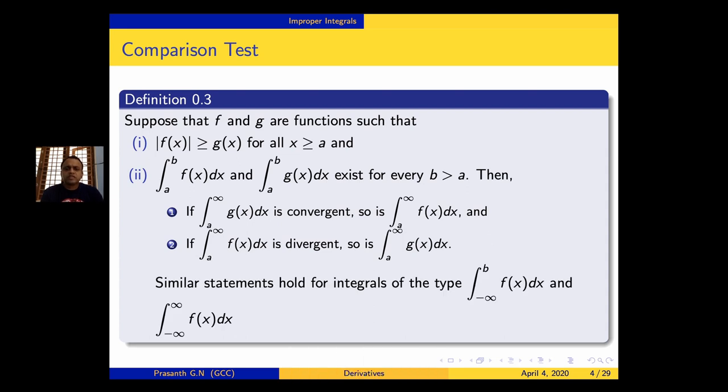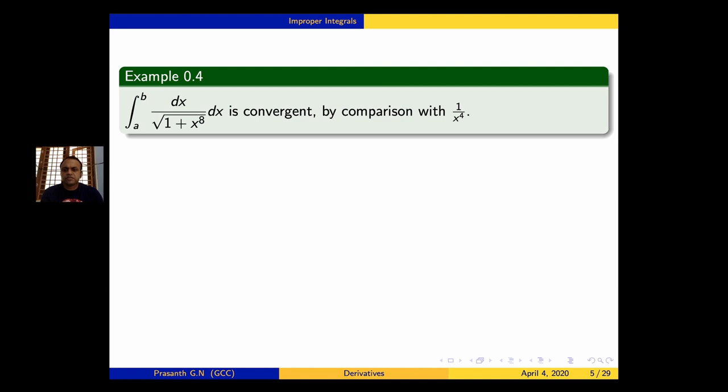In a similar manner, we can discuss the convergence for integrals of the type minus infinity to b of f of x dx and minus infinity to infinity of f of x dx. We will try to see an example. We want to prove that the integral of dx by square root of 1 plus x raised to 8 is convergent by comparison with 1 by x raised to 4. There are two dx's here; this is again a typo.